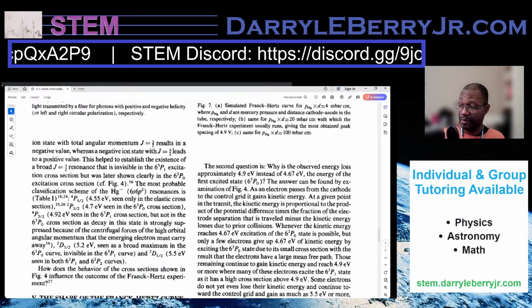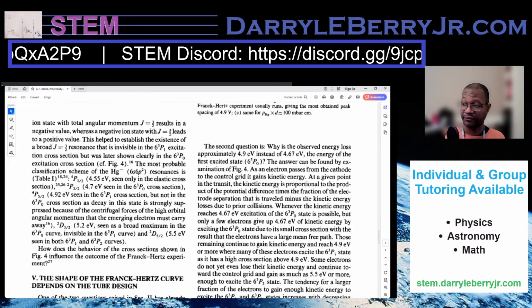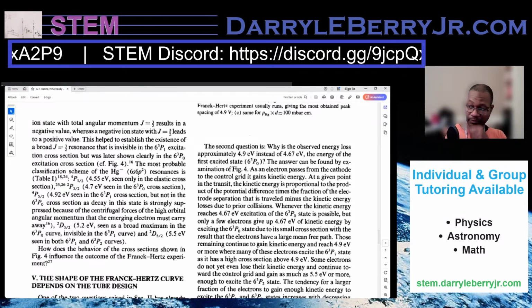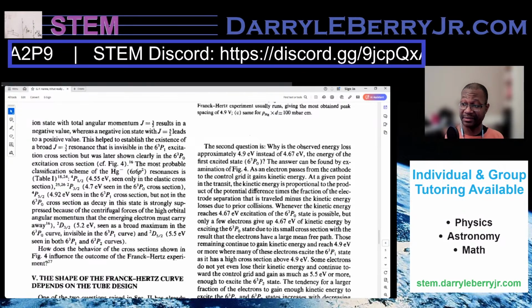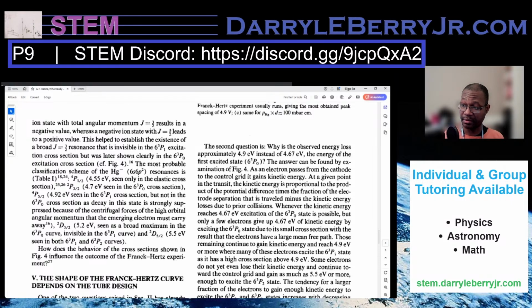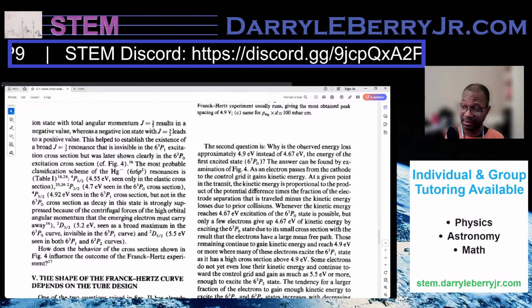The second question is, why is the observed energy loss approximately 4.9 electron volts instead of 0.67 electron volts, the energy of the first excited state? So the observed energy loss is greater than the energy of the first excited state.